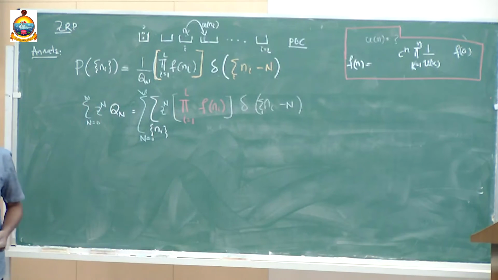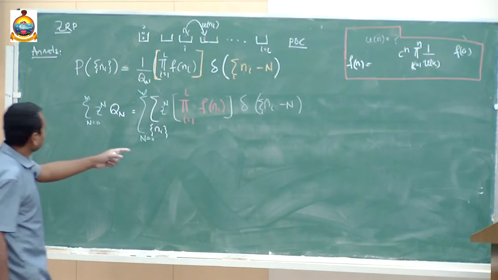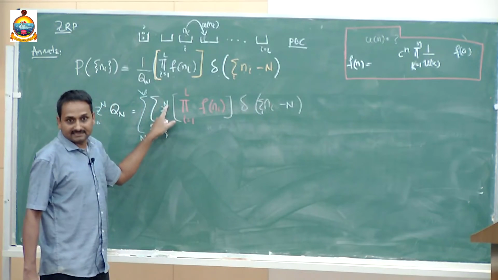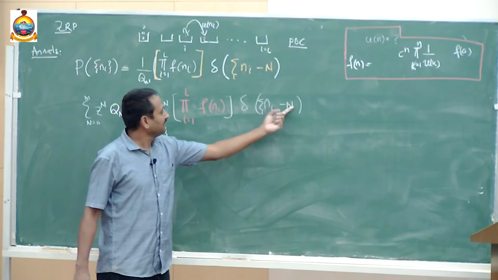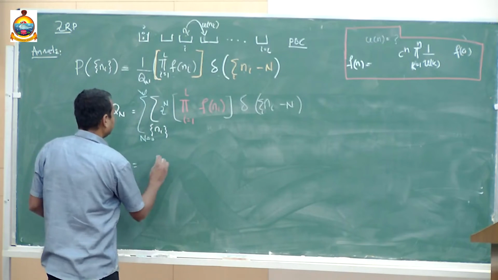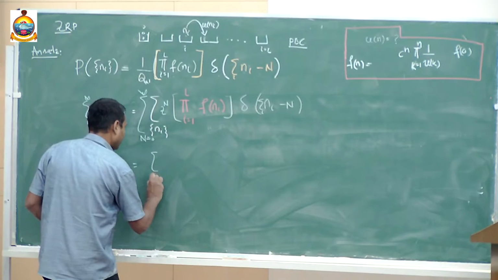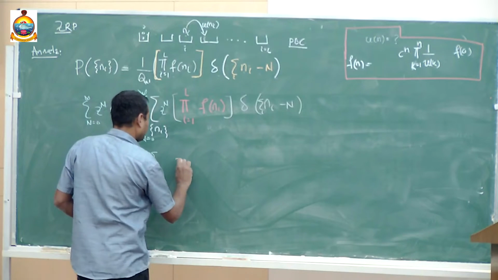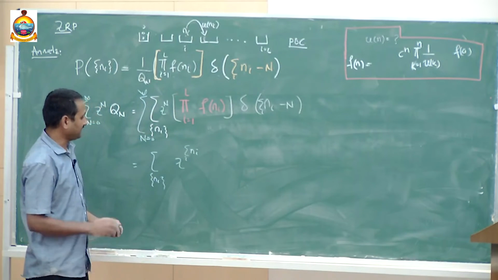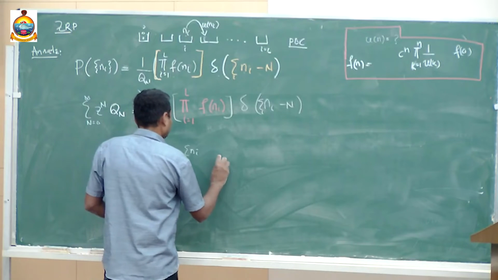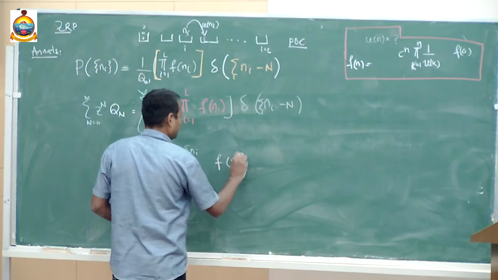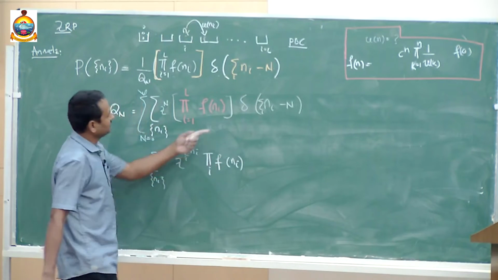Once you do that, this n sum you can do immediately, because n was here and this n is here, right? With the delta function, if you make a sum, n will be replaced by the summation over i ni, wherever n is there. So basically this is equal to, immediately, summation over all ni, z to the power n will be replaced by z to the power summation over i ni, times product over i of f of ni. Okay, the delta function is gone.